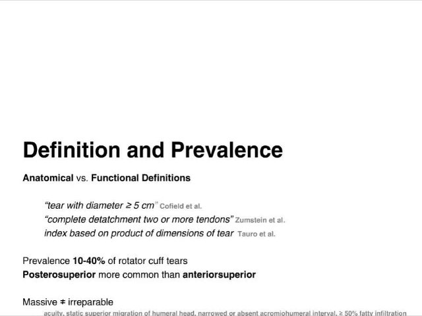The article states that there's a prevalence of 10 to 40% of rotator cuff tears that would fall into the massive tear category. But more of these, about 28% of all rotator cuff tears, would be seen as a massive tear, and the remaining 20% would be anterosuperior tears.